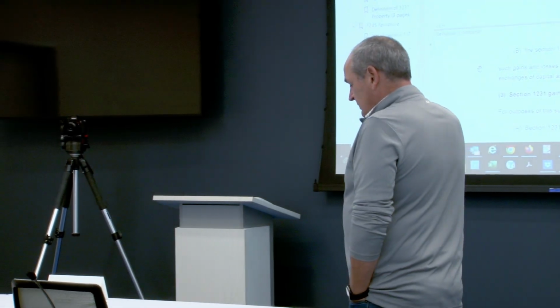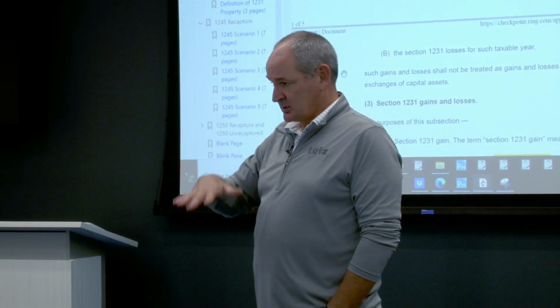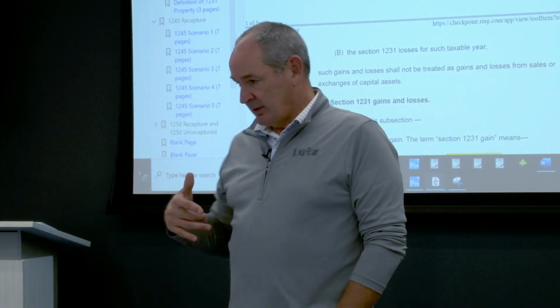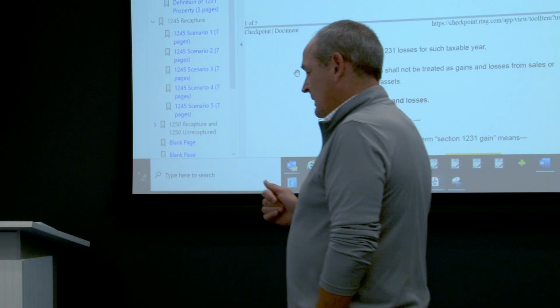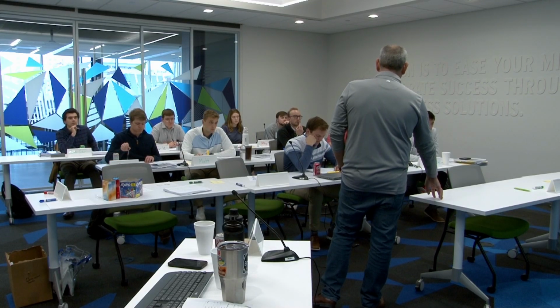So sale or exchange is a term of art. In order to have a 1231 gain, you have to have a sale or exchange of an item. In order to have a capital gain, you have to have a sale or exchange of an item. So what happens if you don't have a sale or exchange? And you have this table and you just throw it in the dumpster. Do you have a sale or exchange? You don't. You have an abandonment.